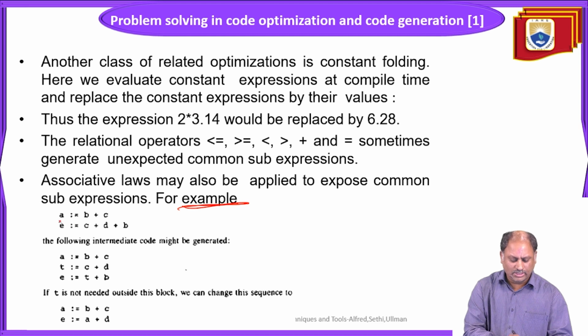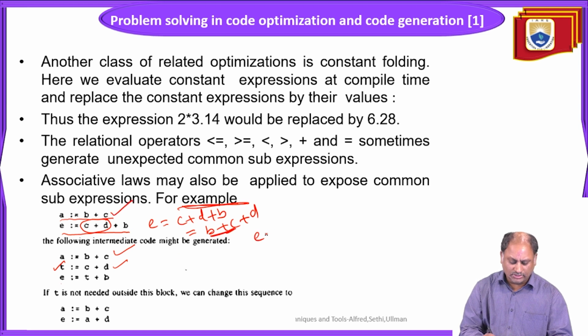For example, in A equal to B plus C and E equal to C plus D star B, we are going to apply intermediate code. What is this intermediate? A equal to B plus C, and C plus D can be assigned to a new term T equal to C plus D, and E equal to T plus D. Here, if we observe E equal to C plus D plus B, which is the same as B plus C plus D. But B plus C is already computed, so we can write E equal to A plus D also.